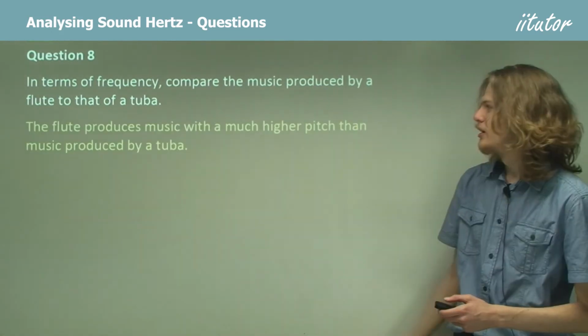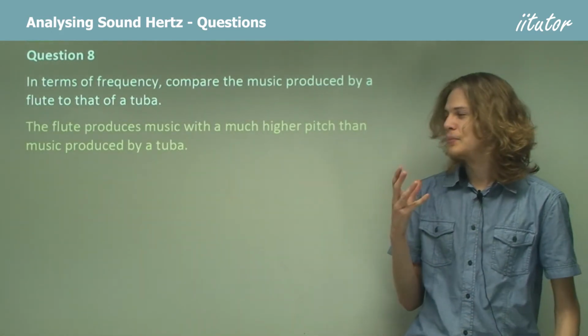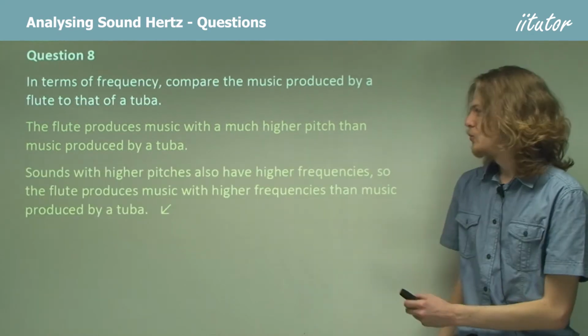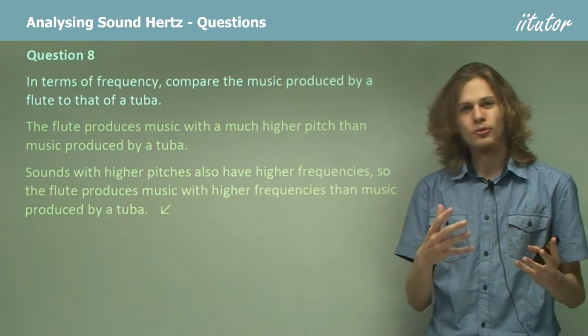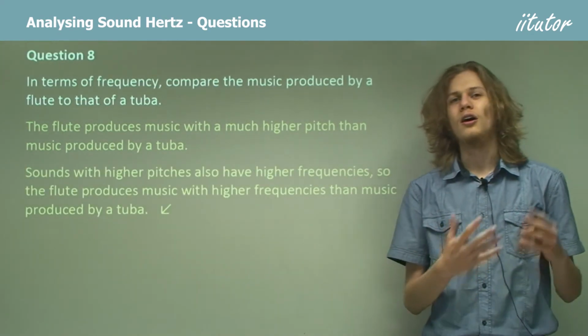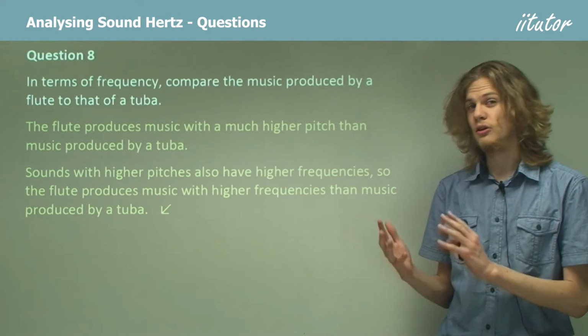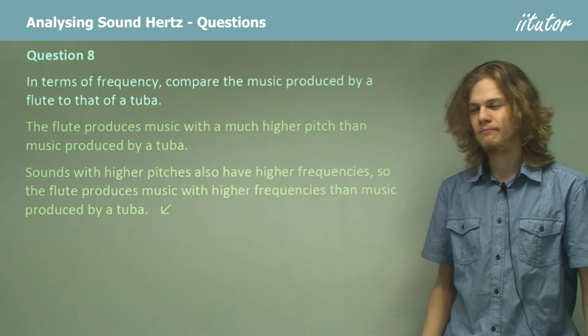So what's our answer? Well, the flute produces music with a much higher pitch than music produced by a tuba, which means that the flute, which has a higher pitch, also has a higher frequency than the tuba, which has a lower pitch and a lower frequency.